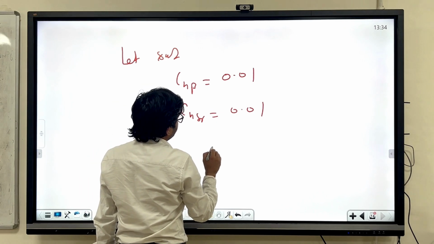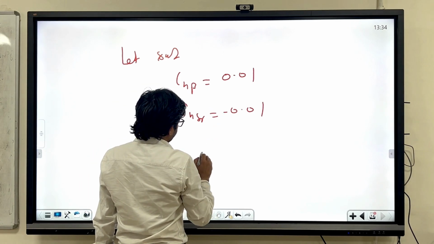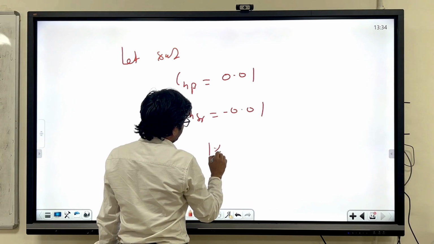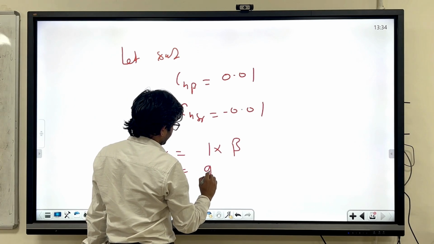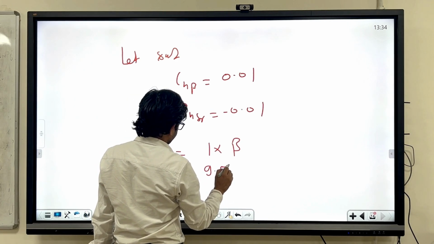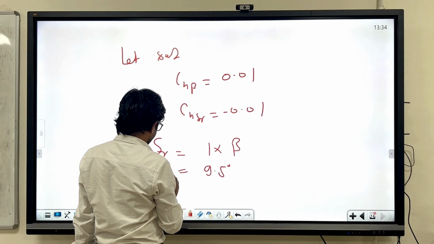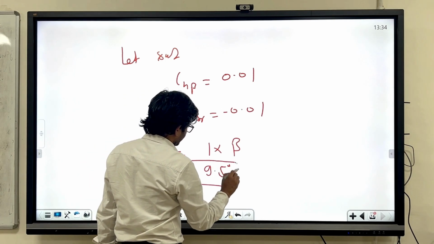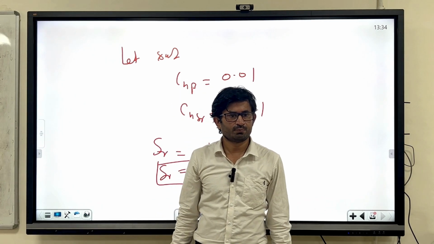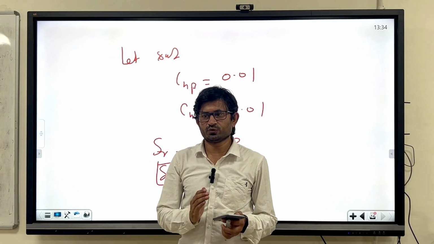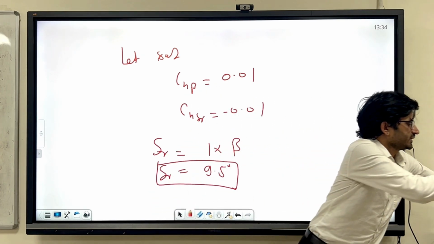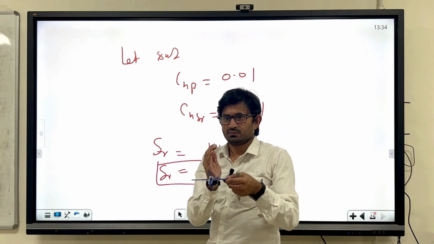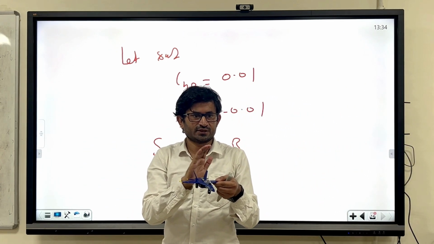It will have the minus sign. So this will be 1 into, let's say, beta. What is the beta coming out to? 9.5, right? So delta r, how much is required? Approximately 10 degrees, positive, right? Which direction is called positive? This direction is positive, right? This direction is positive.